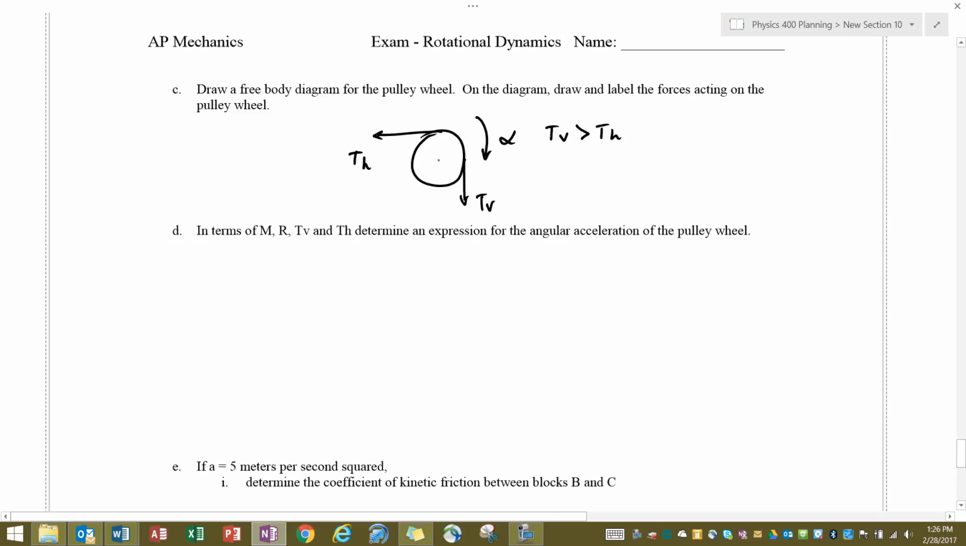To be complete, we should also include a gravitational force and a normal force from the axle on this thing, which, given the way I drew my horizontal and vertical tensions, it would probably have to go some way in this direction.